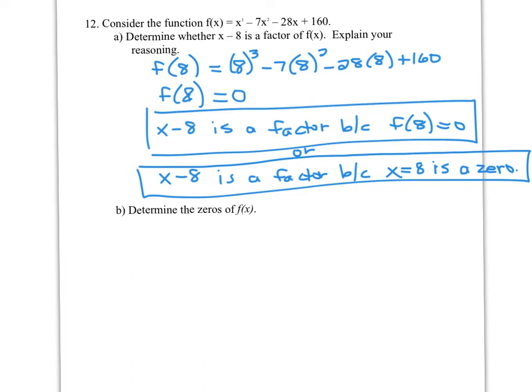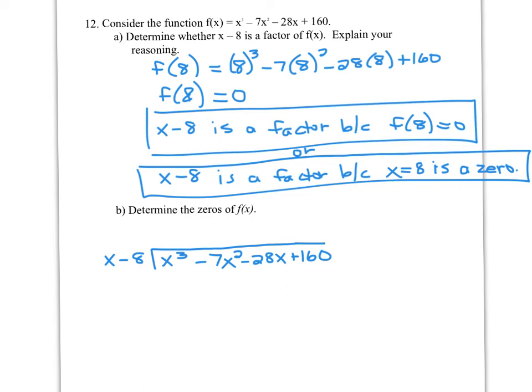Now, if you tried to take f of x and factor it by grouping, you would run into a dead end because you would realize that you don't have the same binomial left in each parenthesis. So you have to come up with plan B. Well, we know that if x minus 8 is a factor of f of x, it would divide evenly into f of x. So that's what I'm going to do. I'm going to take f of x and divide it by its factor of x minus 8.